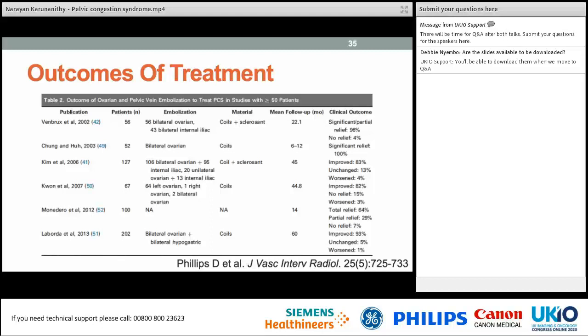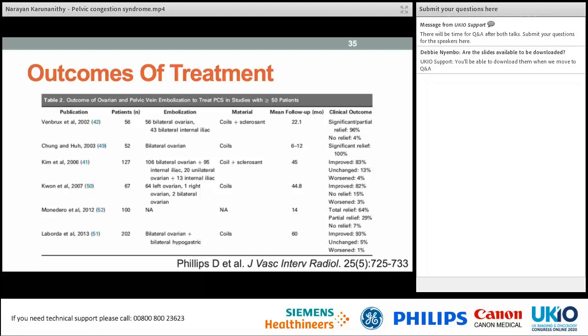In terms of outcome, this is a meta-analysis that was published recently, which looked at studies involving more than 50 patients, ranging from 50 out to 200, treated typically with sclerosant agent and/or coils, the vast majority having coil treatment. All of the studies have demonstrated very good clinical outcomes, varying from about 80 up to 96%.